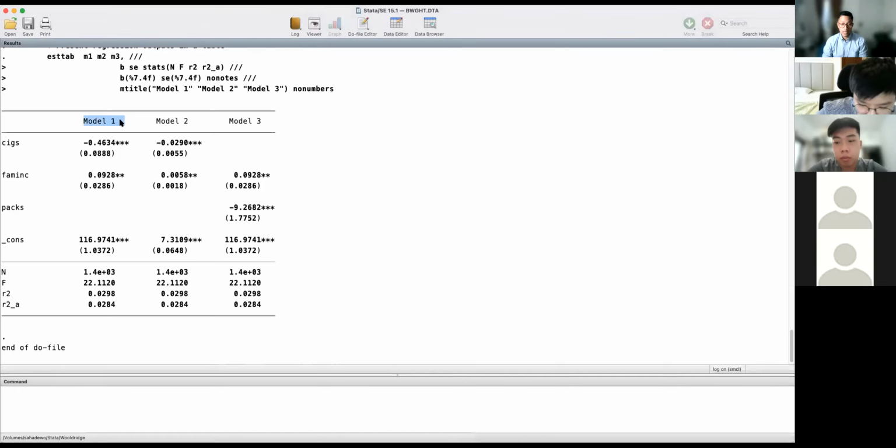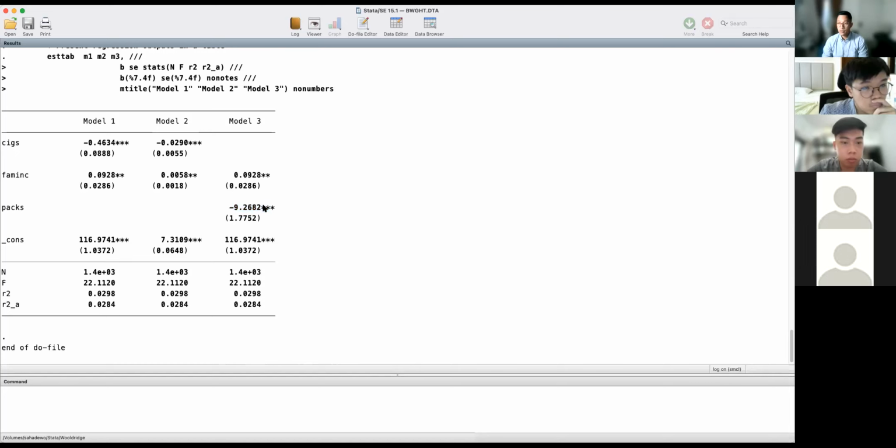Model 1 is where I use the original variable, birth weight in ounces. The second model is the regression of birth weight in pounds on cigarettes and family income. And as you can see, the estimated coefficient is basically 1/16 of the estimated coefficient in the first model. In the third model, instead of regressing it on the number of cigarettes smoked per day, I regress it on the number of cigarette packs consumed per day during pregnancy.